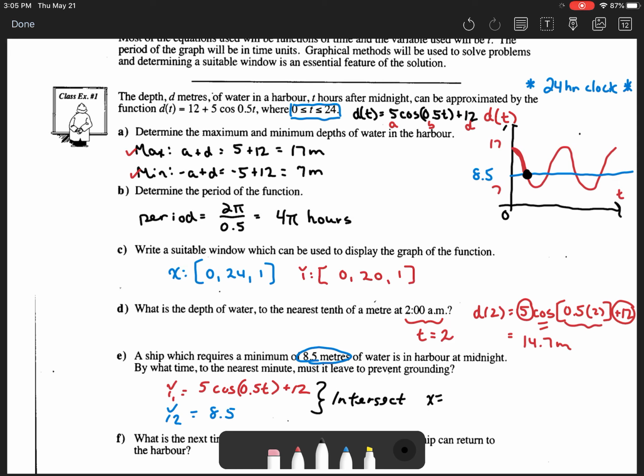So when I find the intersection point, I find that they intersect at an x value, so right here, of 4.6923, etc. Now they want to know the time though. This is 4.6 hours, isn't it?